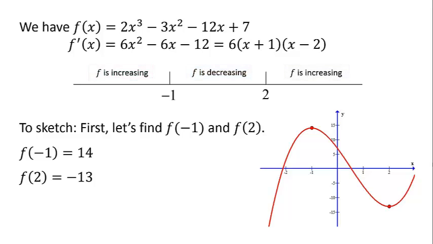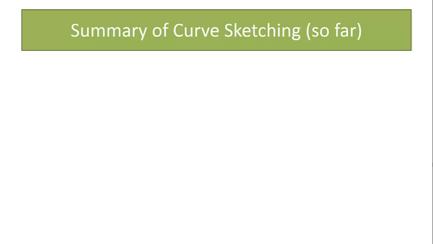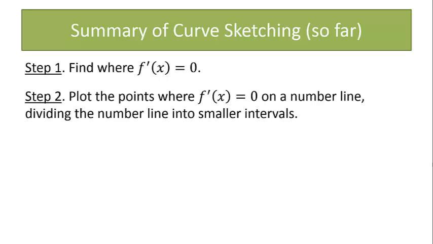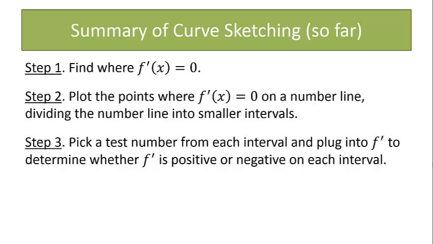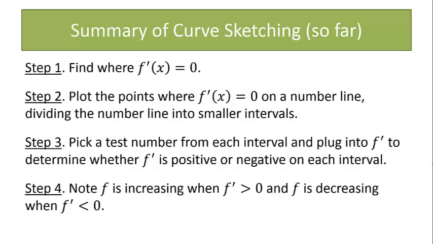Fantastic! In class, we will look at more complicated functions, but we will see that the process is always the same. First, we find where the derivative f prime equals 0. Then, we plot those values on a number line, dividing the number line into smaller intervals. Pick a test number from each interval and plug these into the derivative f prime to determine whether f prime is positive or negative on each interval. Finally, note that our original function f is increasing when f prime is positive and f is decreasing when f prime is negative. That's all for our introduction.